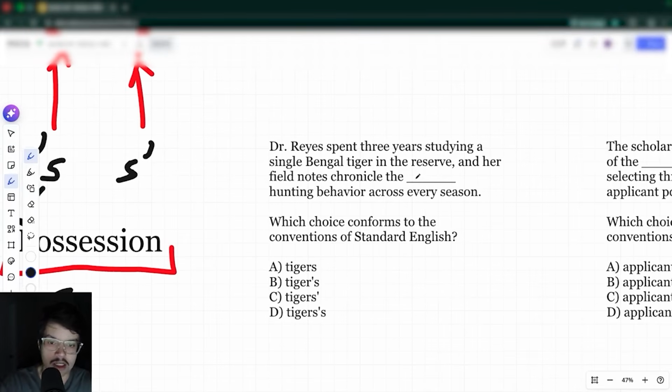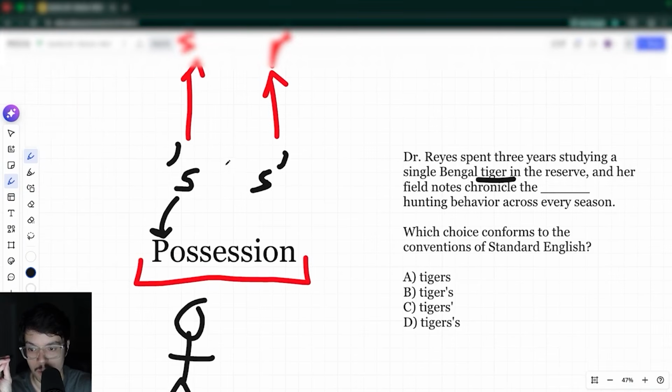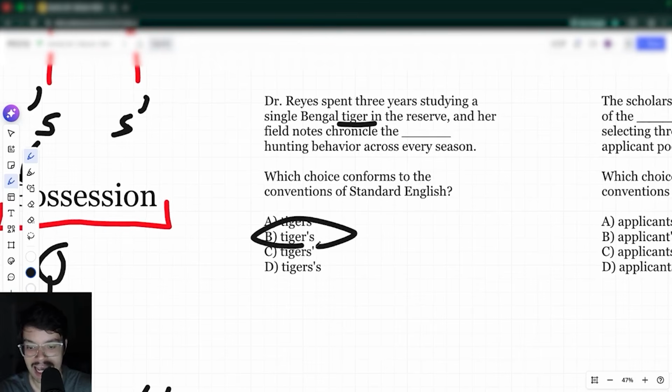Let's do some practice problems here. Dr. Ray spent 3 years studying a single Bengal tiger in the reserve, and her field notes chronicle the tiger's hunting behavior across every season. So they said only one tiger, there's no S at the end, that's a singular thing, so we must use apostrophe and then S. So therefore, pretty simply, we just use B. It cannot be D because that would add another S in there. We don't already have an S in the word tiger.